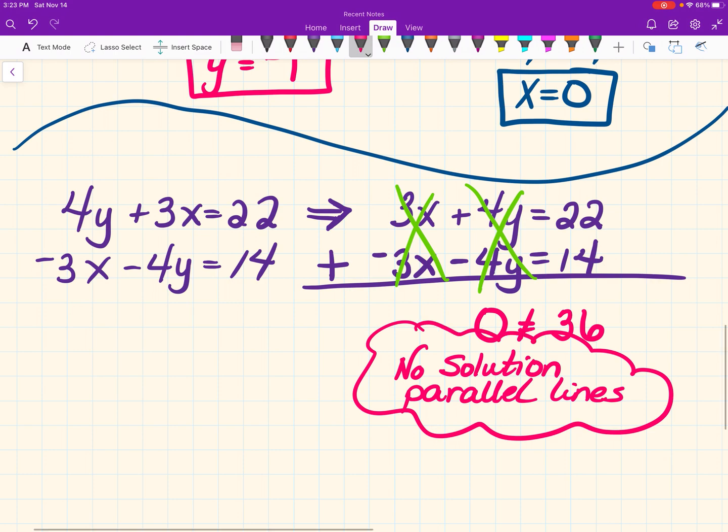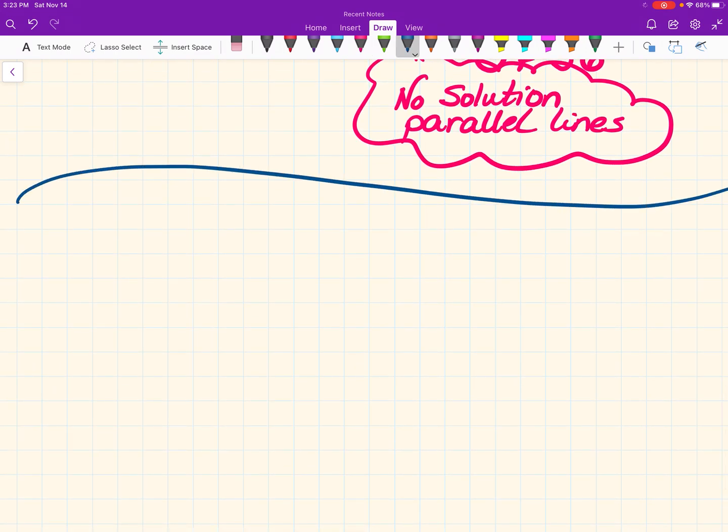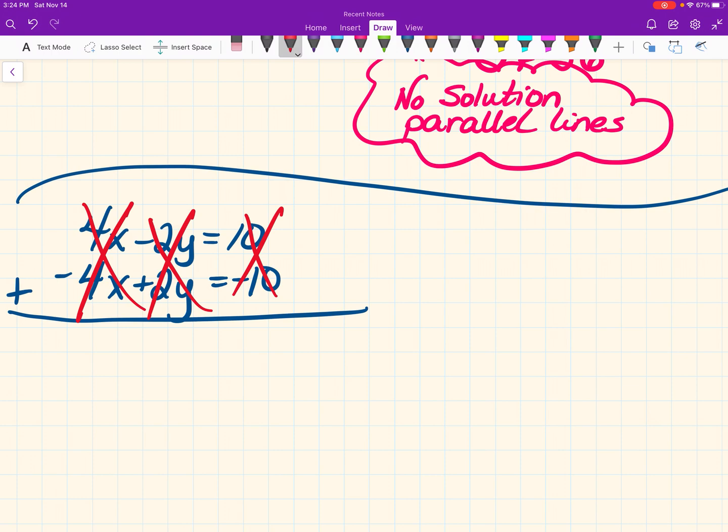Okay, let's do one more of the special type. I just wanted to do a couple of special types with you. So we have 4x minus 2y equals 10, and -4x plus 2y equals -10. Well, watch what happens when I add these up. These go away, these go away, these go away. So we really have 0 equals 0. Again, is that a true statement? Yes, this is true.